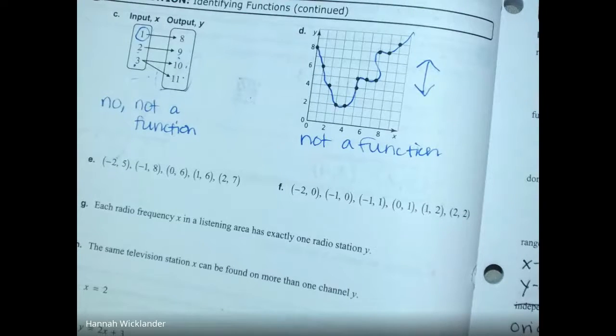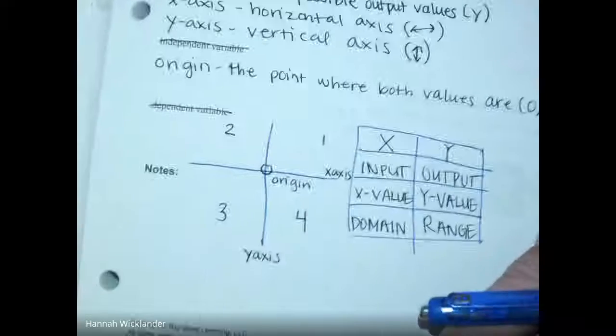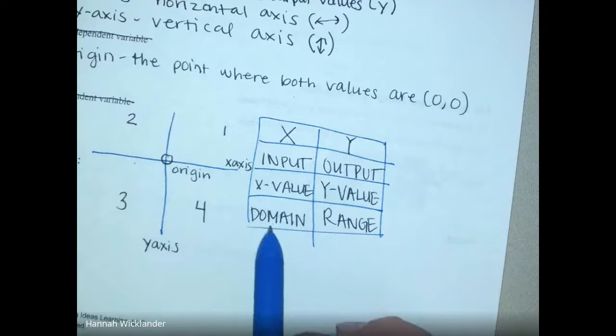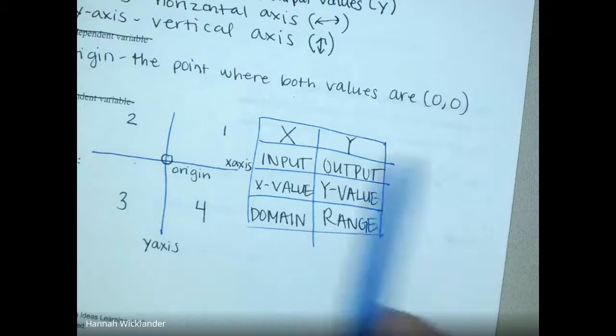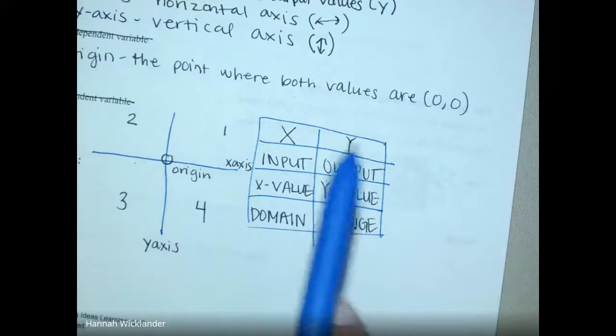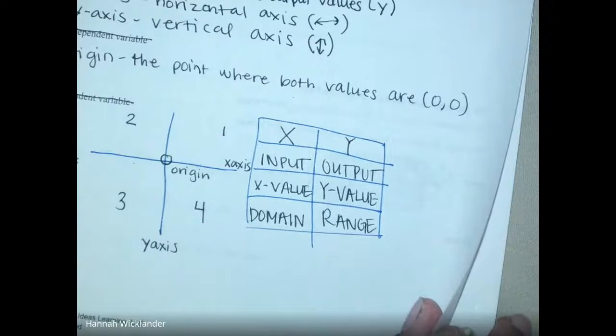Okay, so here's the vocab we did last time. And then this is what the bell ringer was: input, output, x value, y value, domain, and range. So if you hear the word input, x value, or domain, you know we're talking about x. And if you hear output, y value, or range, you know we're talking about y. So that's just some vocab to be familiar with.